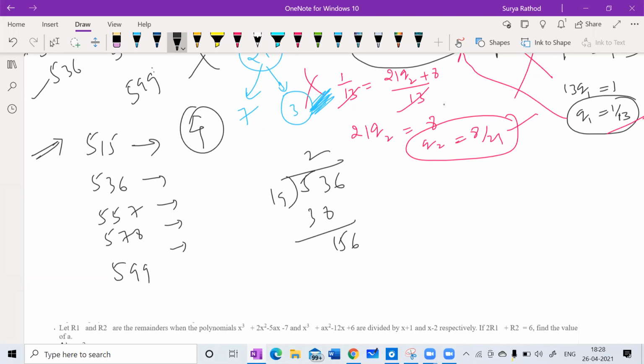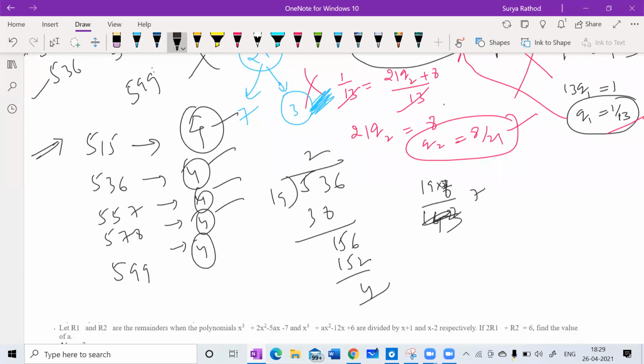19 eights is 152. 19 sevens is 133. So what is the remainder? 4. Divide 557 by 19 again, you get 4. Here also you will get 4. So everywhere you will be getting a remainder of 4.